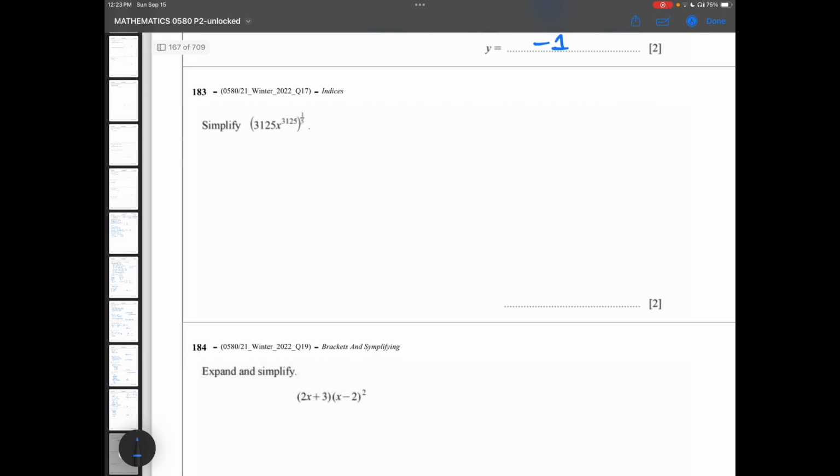Now in question number 183 it says simplify 3125 x to the power 3125, and this has been written in the bracket, and the power is 1 upon 5 on the bracket. It means this power is applied on both 3125 as well as x.